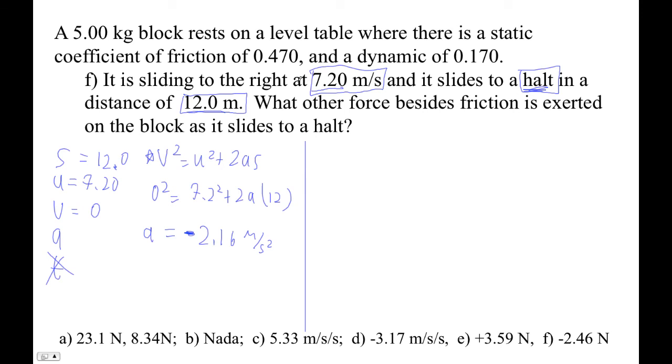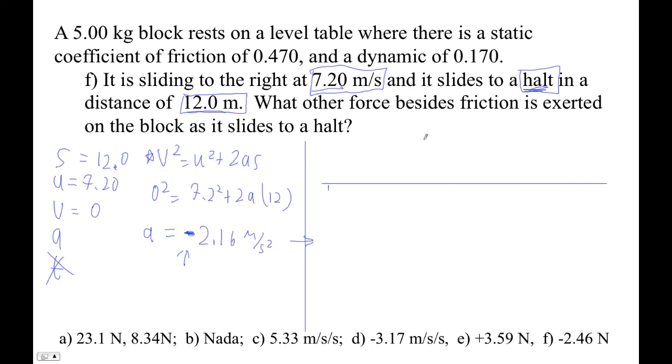So think about this. It's sliding to the right and it stops. That means it's a negative acceleration. So even if you somehow mess up the signs here and get a positive acceleration, keep in mind it's negative. Okay, so we're going to use that guy, right? So here we are. Let's draw a picture of it.